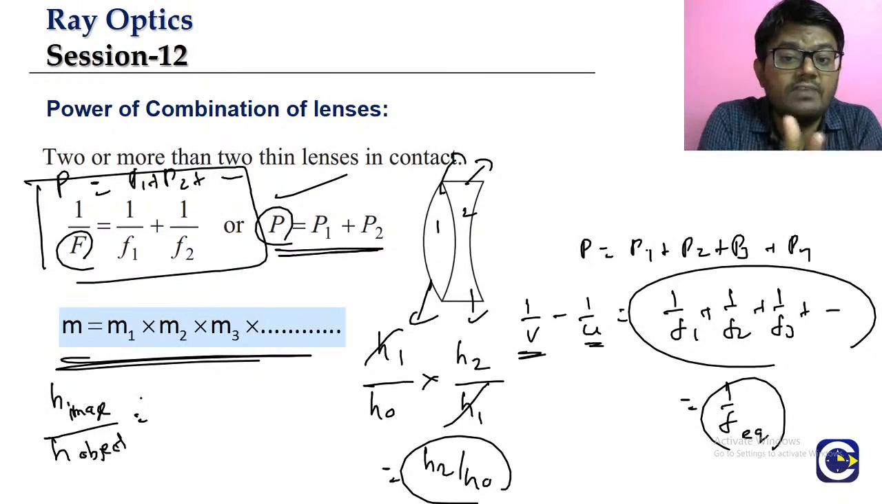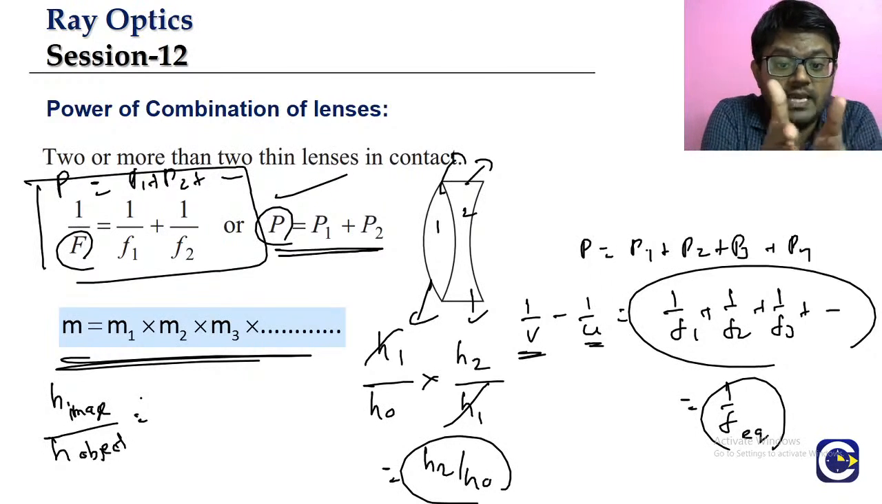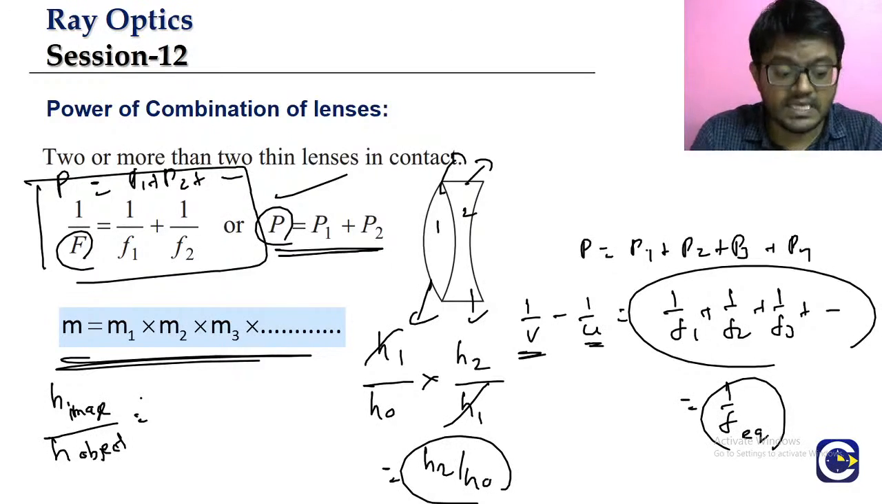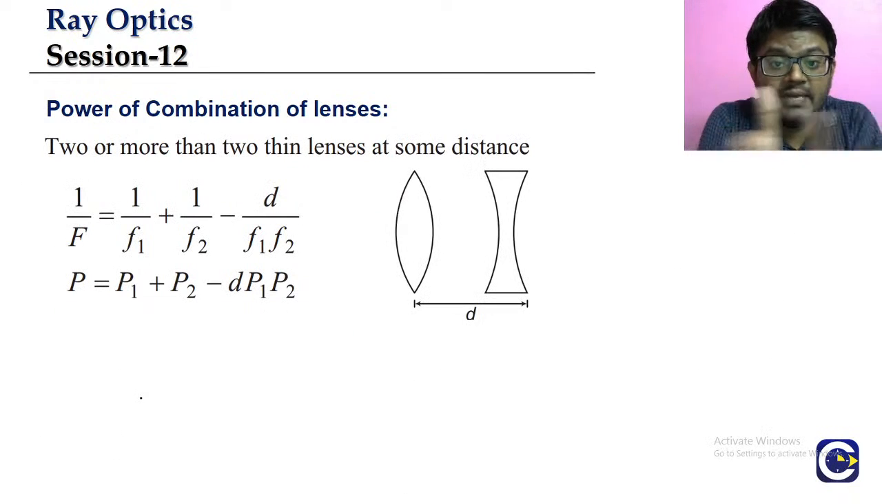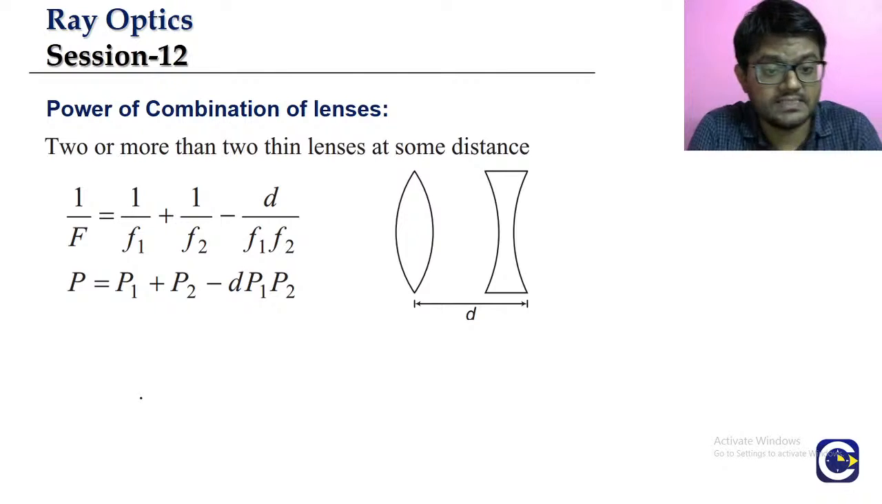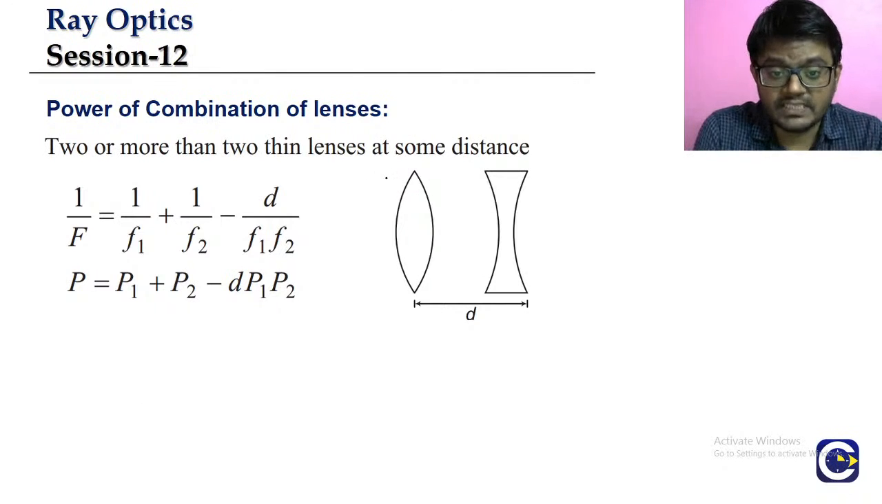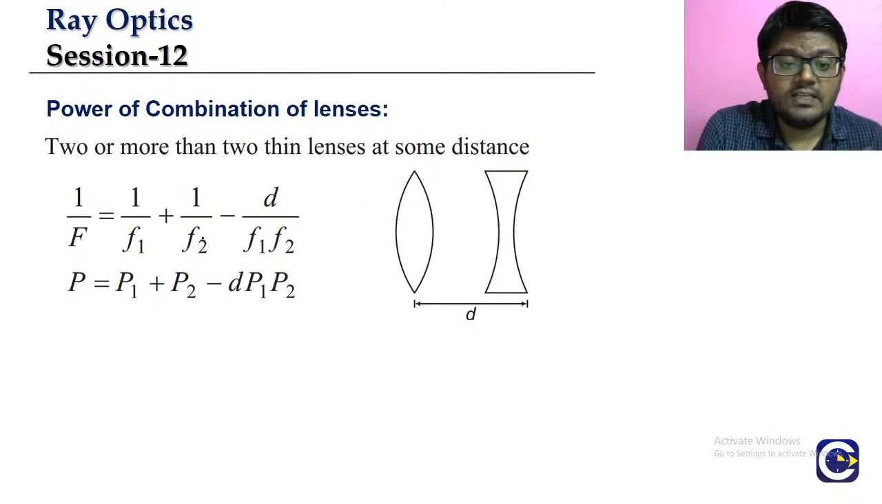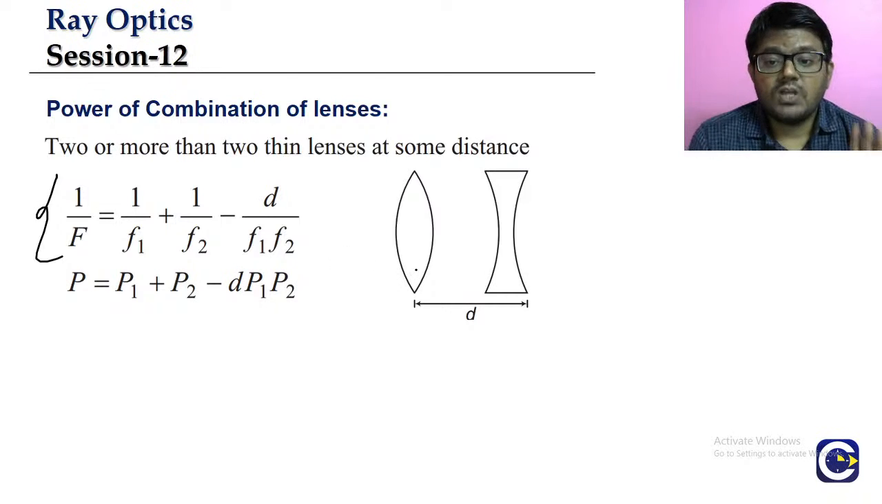But not every time we may have the lenses in contact. Sometimes we may even keep the lenses at some distance. We'll see when we go to optical instruments that we use combinations of lenses kept at some distance. In that case, we are not going through the derivation. We'll just take the result, the effective focal length of this combination.